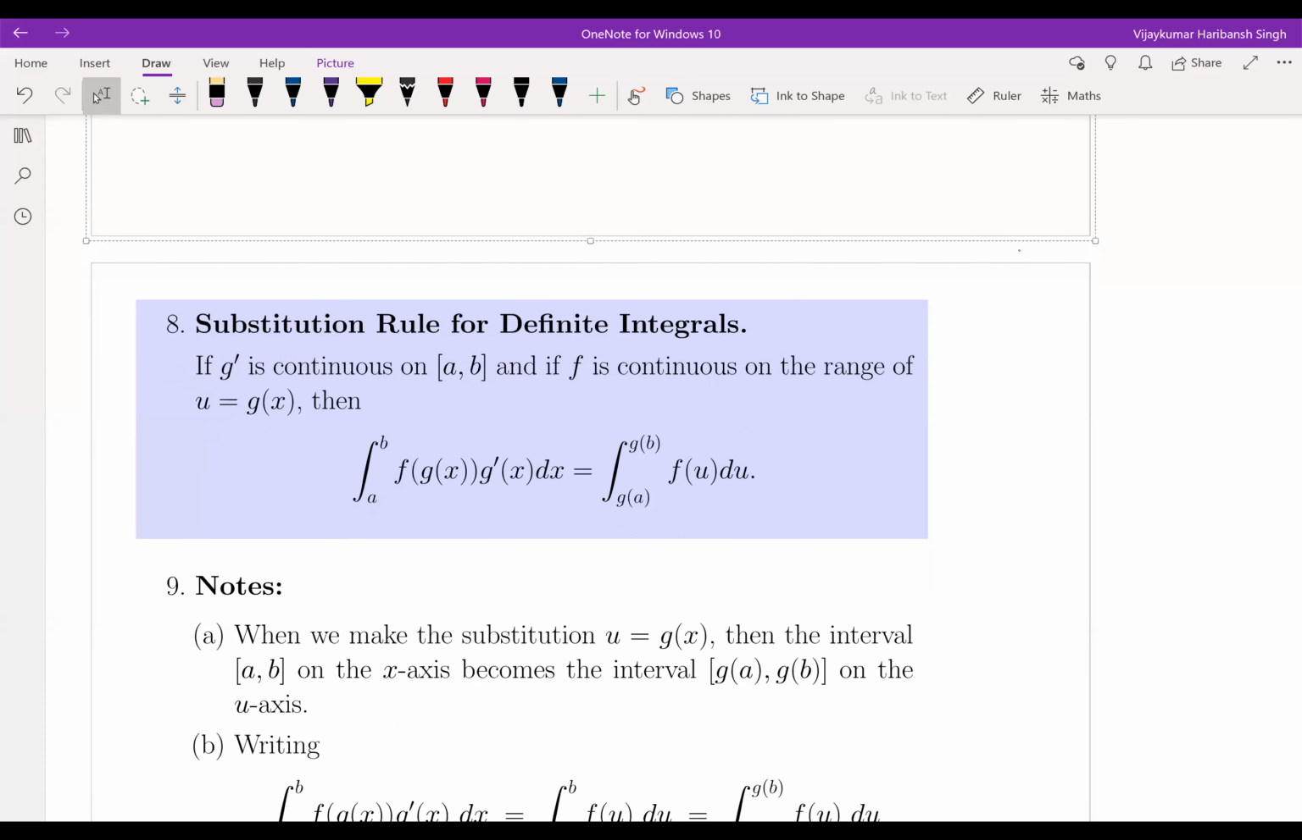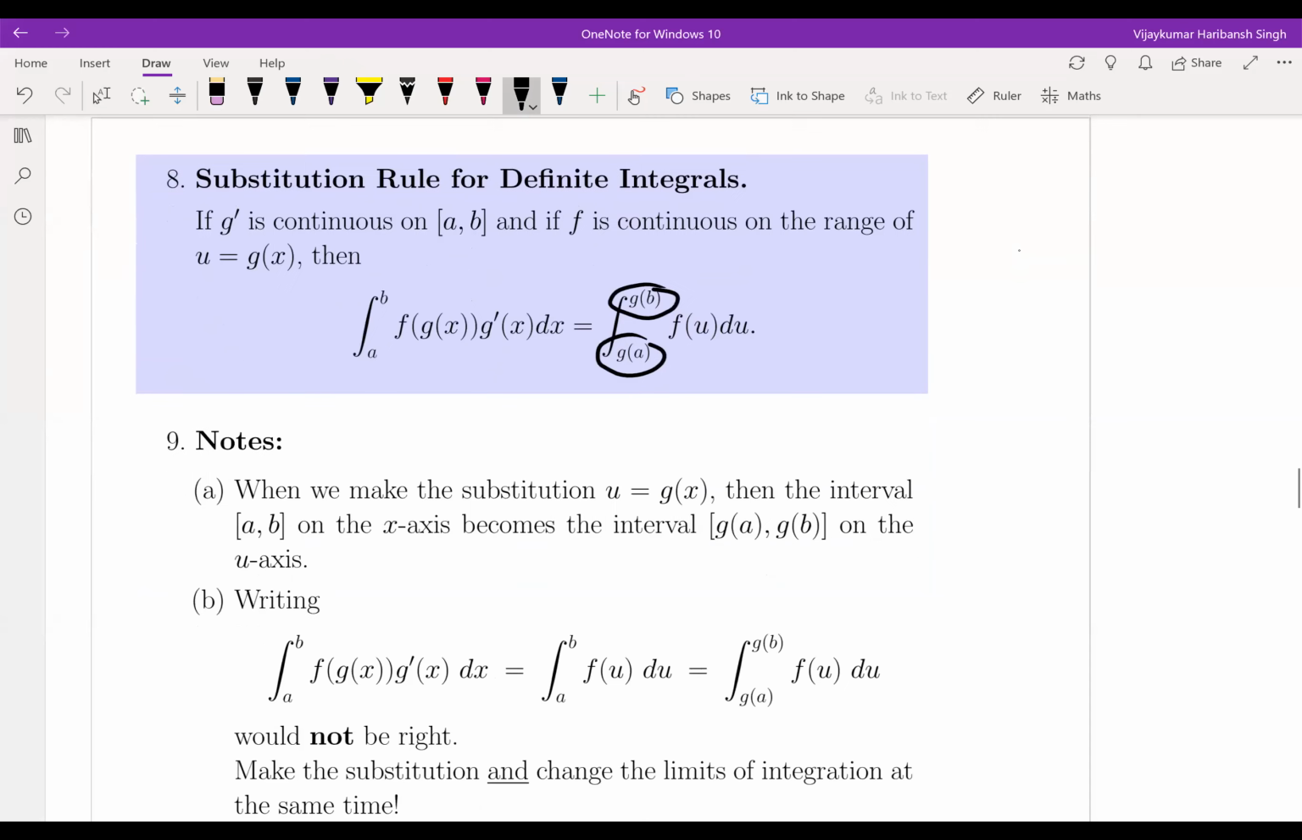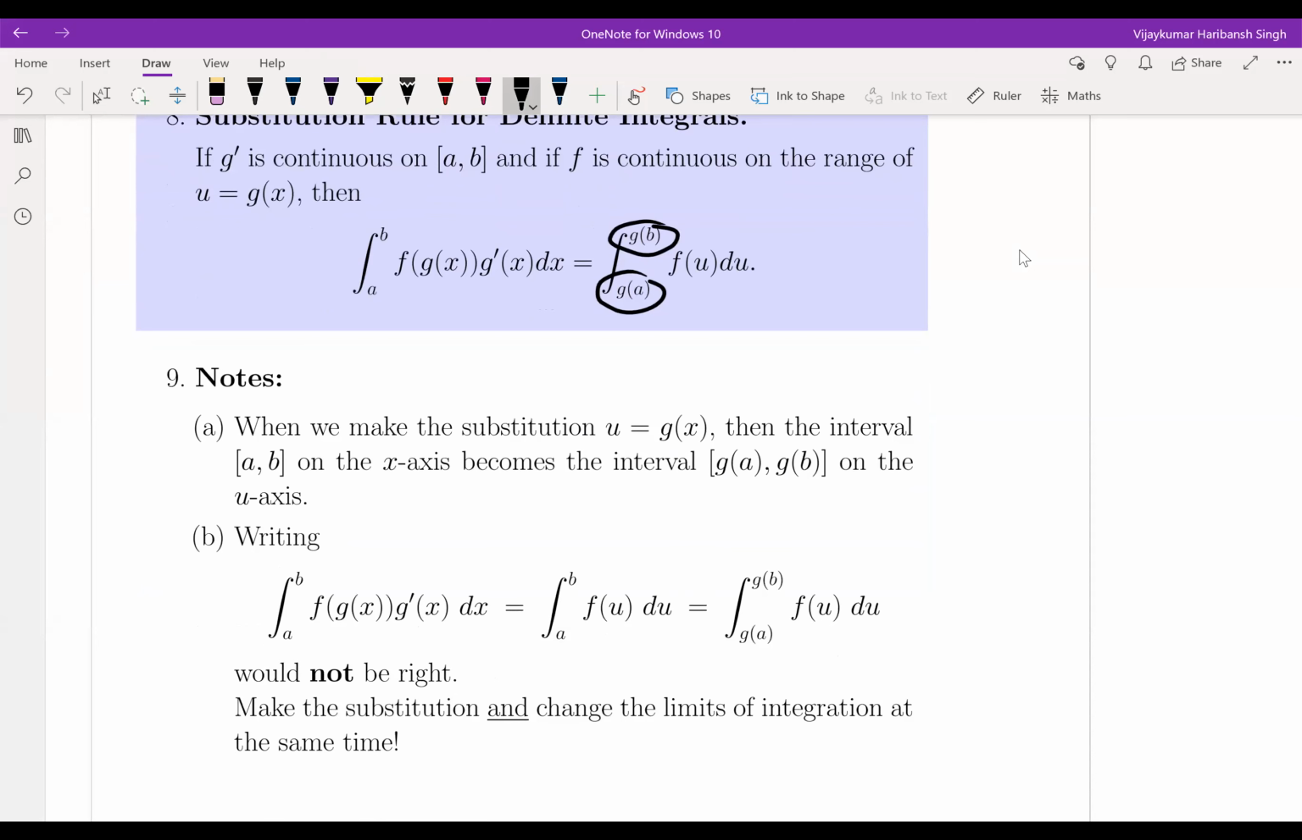So now the substitution rule for definite integrals is as follows. If you have the integral from a to b of f of g of x times g prime of x dx, it is going to be the integral from g of a to g of b of f of u du. Once you do the substitution, you notice that the limits of integration have to be changed as well. When you make the substitution u equals g of x, the interval a b on the x-axis becomes a new interval g of a, g of b on the u-axis.